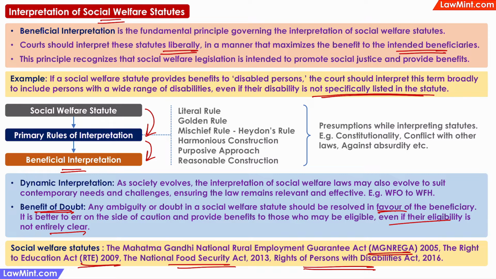Another point to remember here is that social welfare statutes should be interpreted dynamically to ensure that the statutes stay relevant with the changes in the society. For example, there are some laws and rules that offered some benefits to people working in offices. And after the COVID pandemic, working from home also has become normal, which means that the statutes that covered work from office should be suitably interpreted to cover employees who are working from home also.